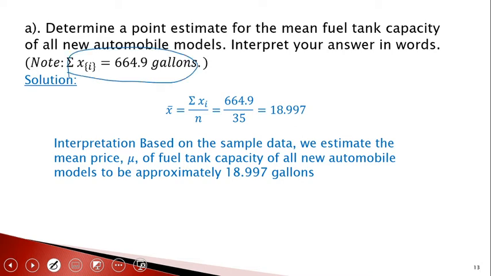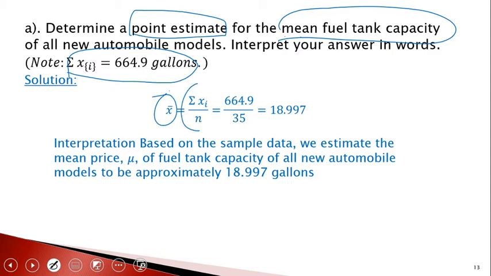Okay, determine the point estimate. Now we are trying to do something from the first place, from the very beginning. You need to find the point estimate of the mean fuel tank capacity. So you need to calculate x bar, summation of xi over n, given this value, divided by 35. Got it. This is your point estimate for the mean fuel tank capacity of all new models.